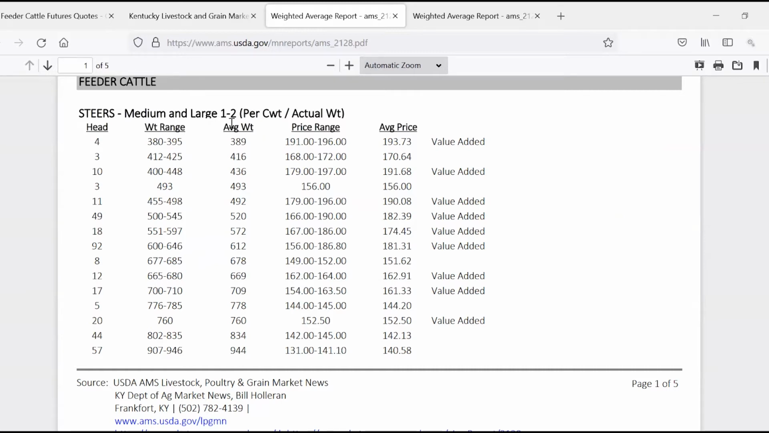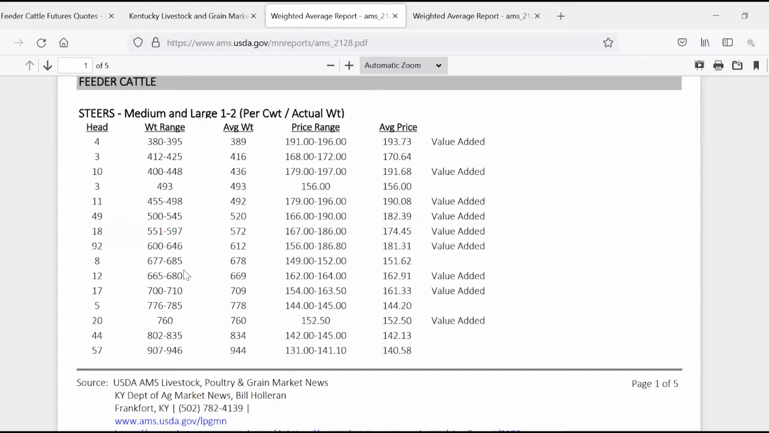Muscling scores run 1, 2, 3, and 4, with 1s and 2s being the highest muscling category, heaviest muscled. So the majority of cattle that get sold tend to fall in this medium and large frame, number 1, 2 muscling score category. For that reason, this is the one that I tend to track. So if you've seen me present things and show charts, or if you've read some of my articles, oftentimes what I'll show is price charts for medium and large frame number 1 and 2 steers.